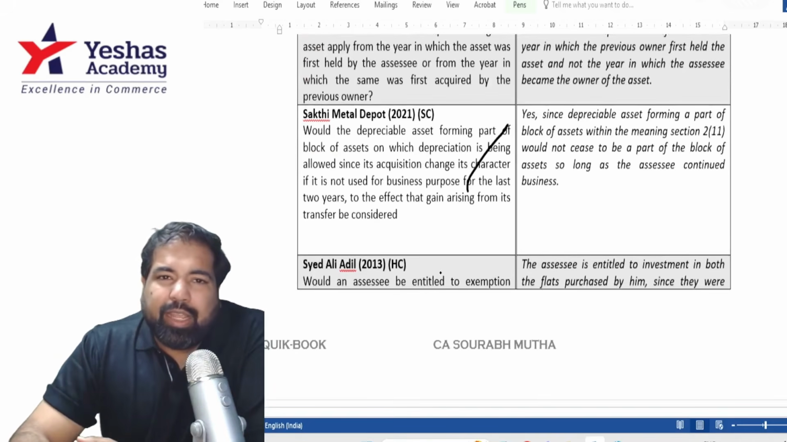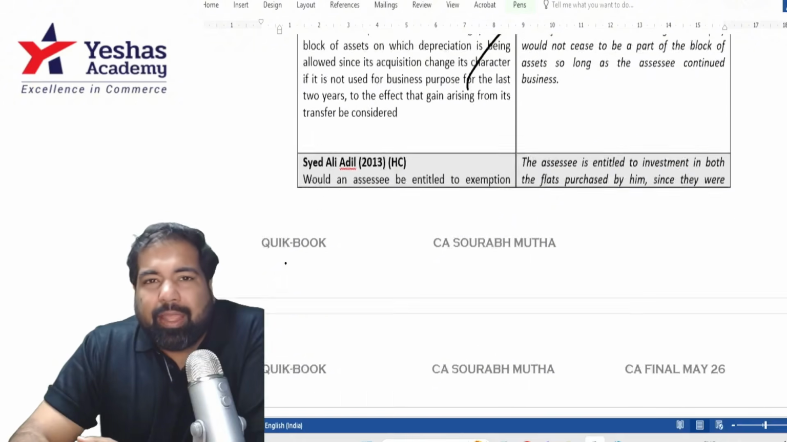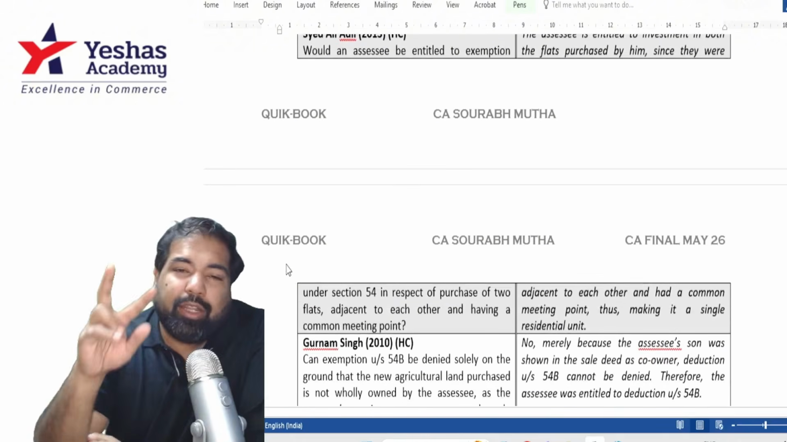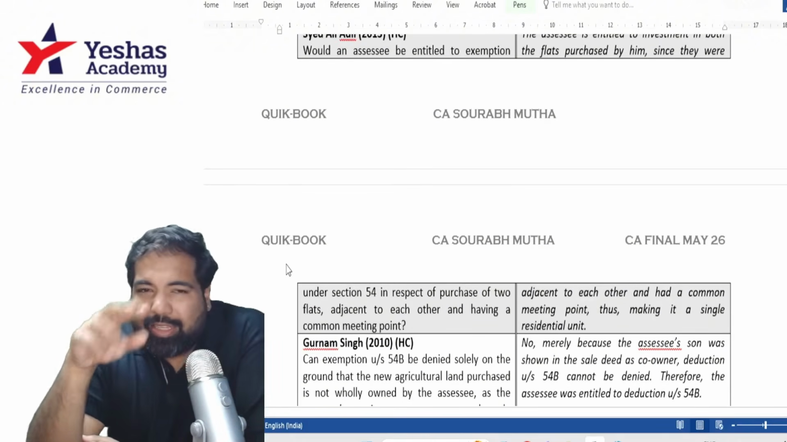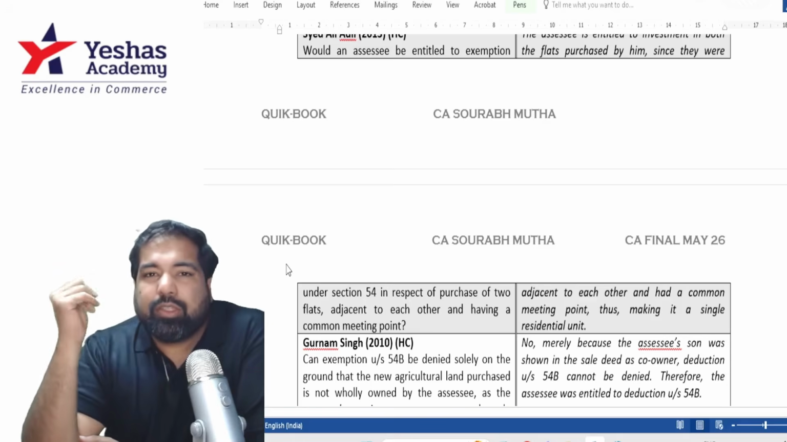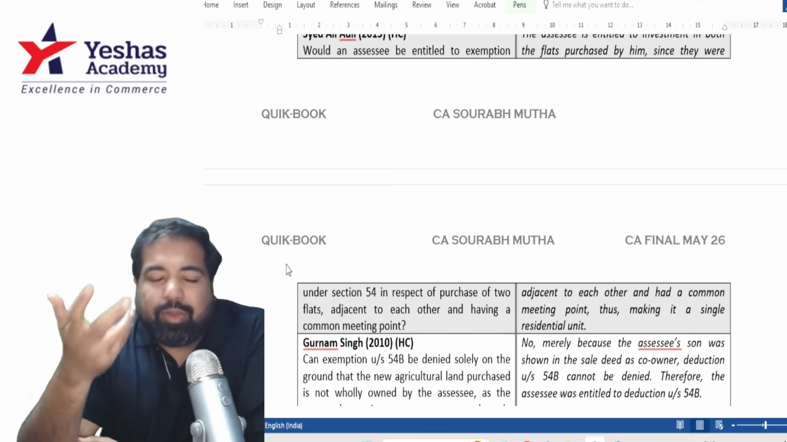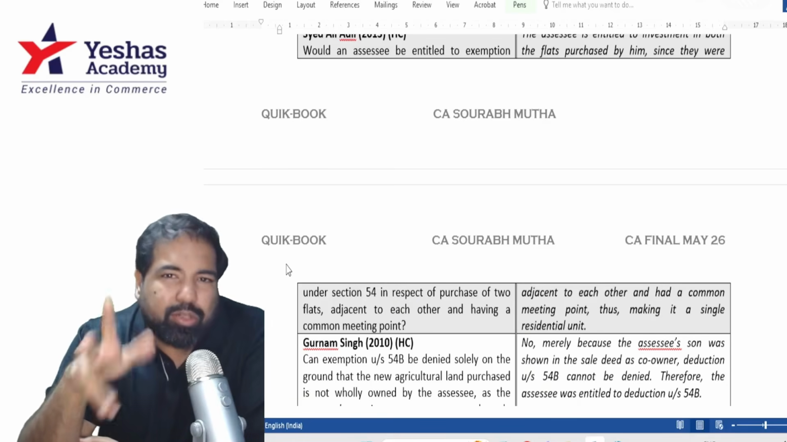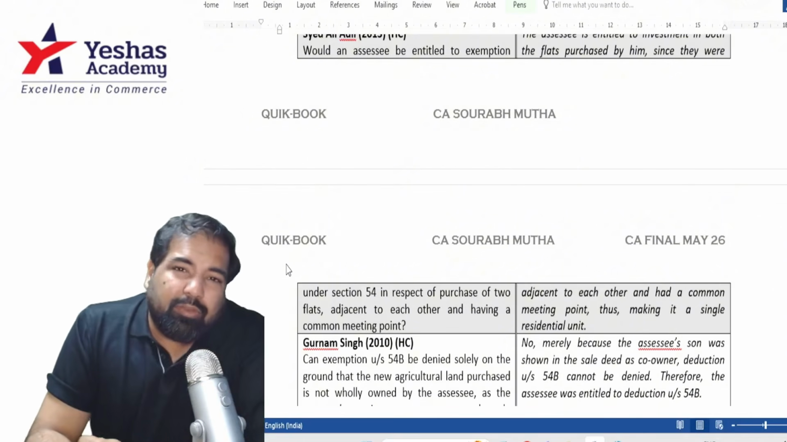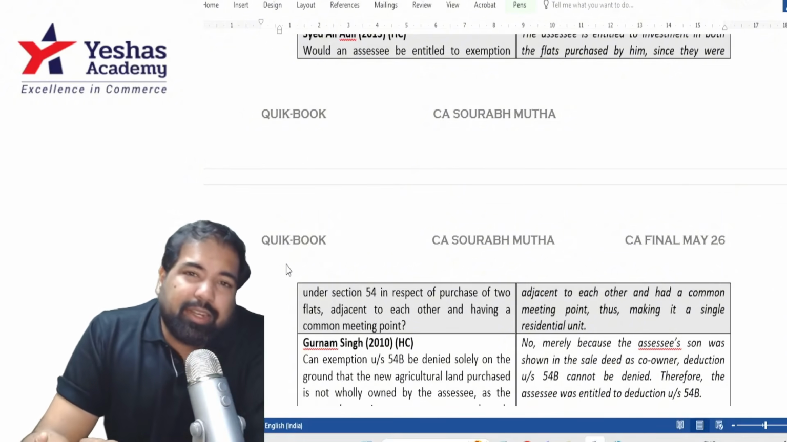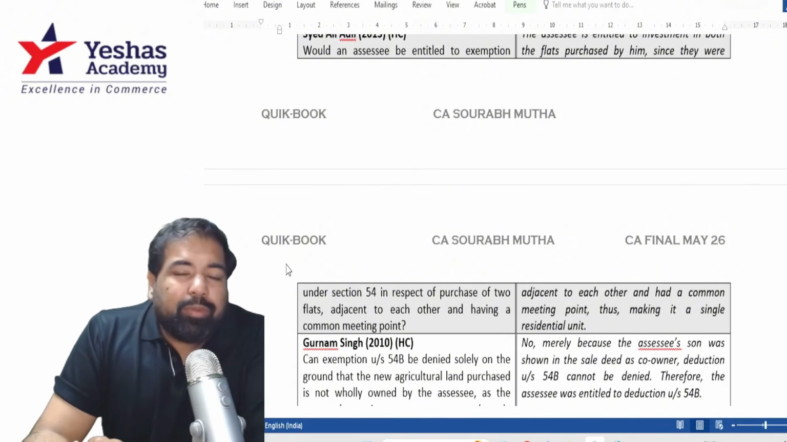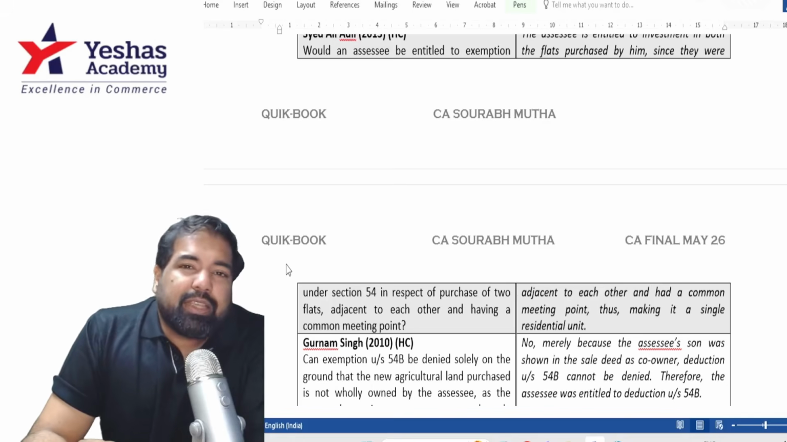Next, Syed Ali. Guys, you're selling an asset and you're buying another asset but in joint names, or you're buying two properties and they are together. Example, I'm selling one house and buying two houses which are together. Will it be considered as one house? Yes, but nowadays this case law also loses importance because you can sell one house and buy up to two houses together under Section 54 if your long-term capital gain when you sell the asset is up to 2 crore rupees.